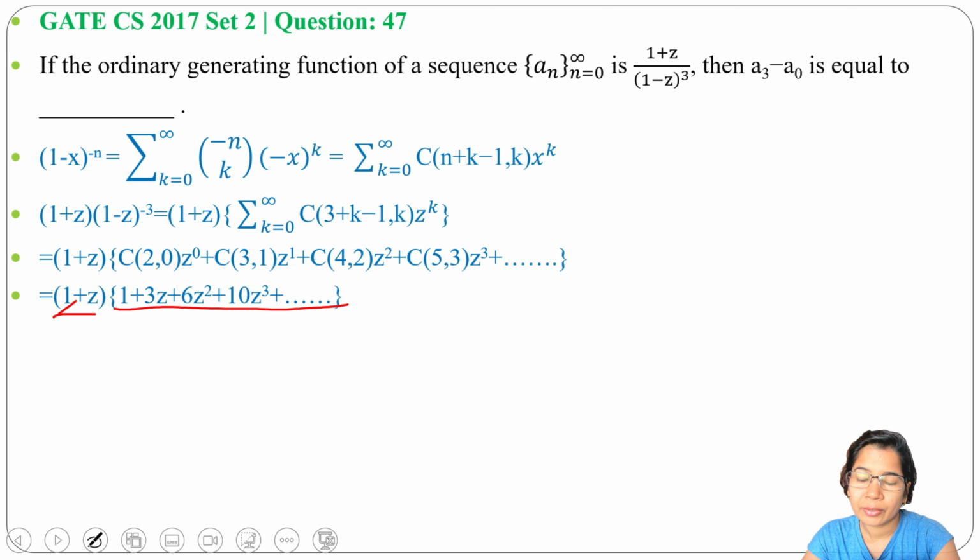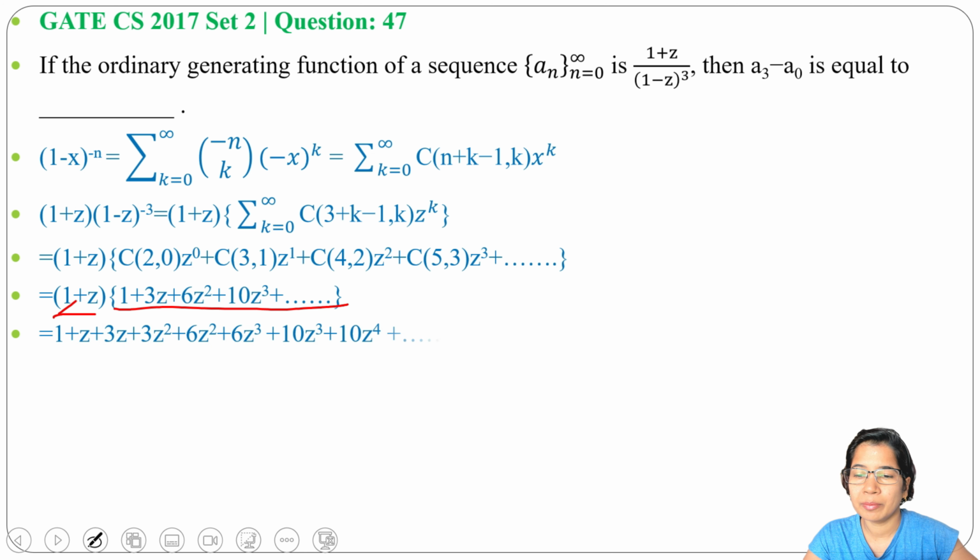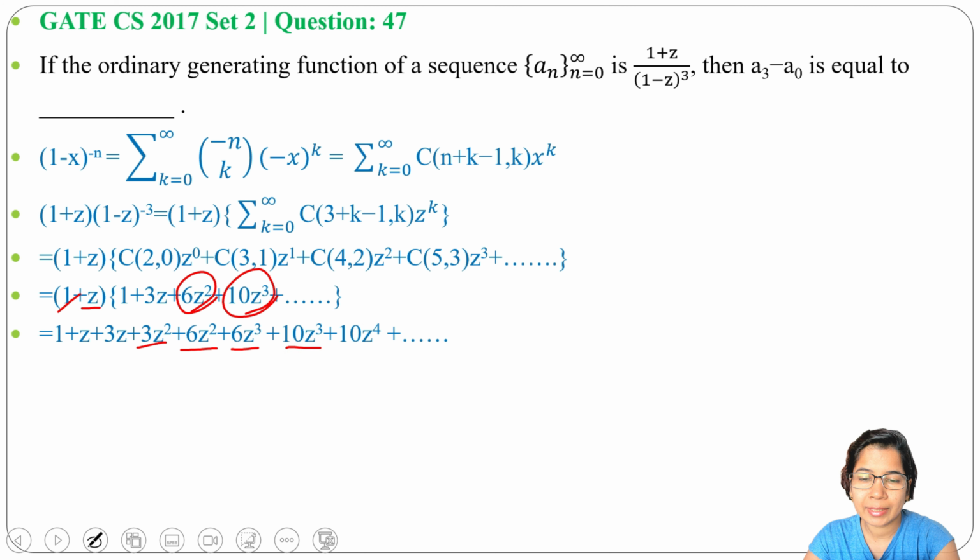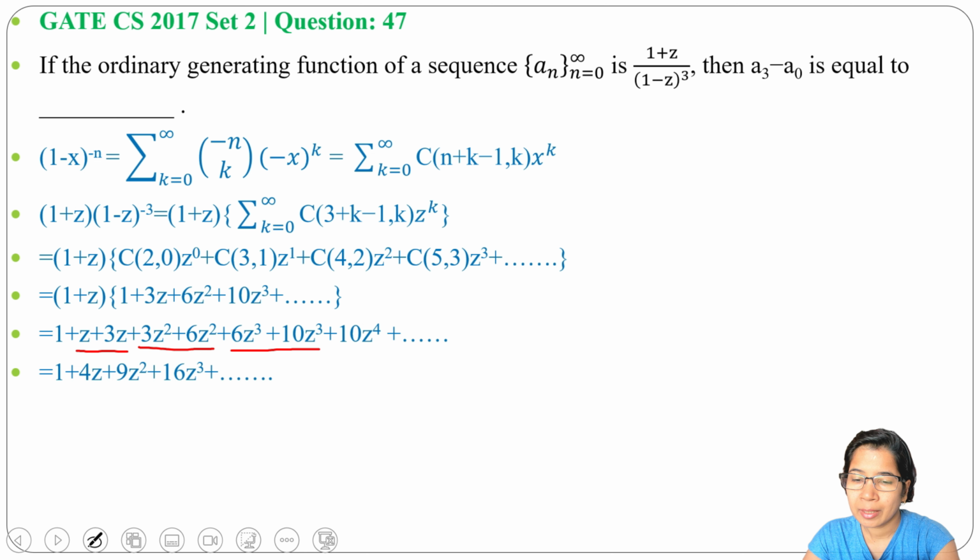Next we need to multiply (1 plus z) with this sequence. So 1 multiplied by 1 will be 1. 1 multiplied by z will be z. Then 3z multiplied by 1 will be 3z. 3z multiplied by z will be 3z square. Next 6z square multiplied by 1 is 6z square, 6z square multiplied by z is 6z cube. Then 10z cube multiplied by 1 is 10z cube, 10z cube multiplied by z is 10z power 4. Now simplify this. z plus 3z is 4z. 3z square plus 6z square is 9z square. 6z cube plus 10z cube is 16z cube. So 1 plus 4z plus 9z square plus 16z cube, like this it will continue.